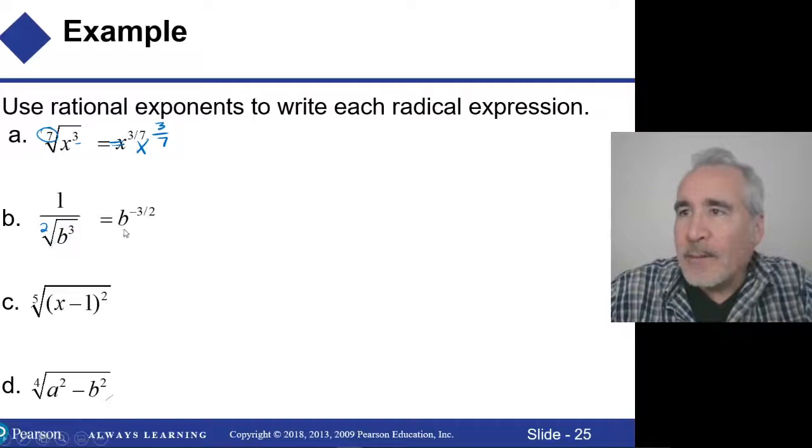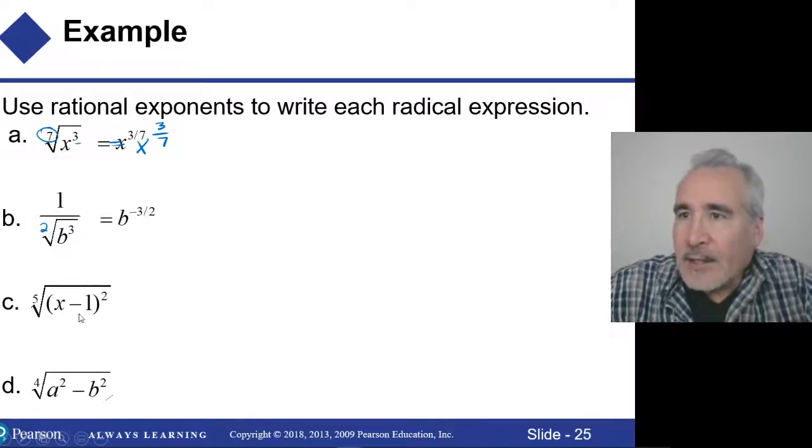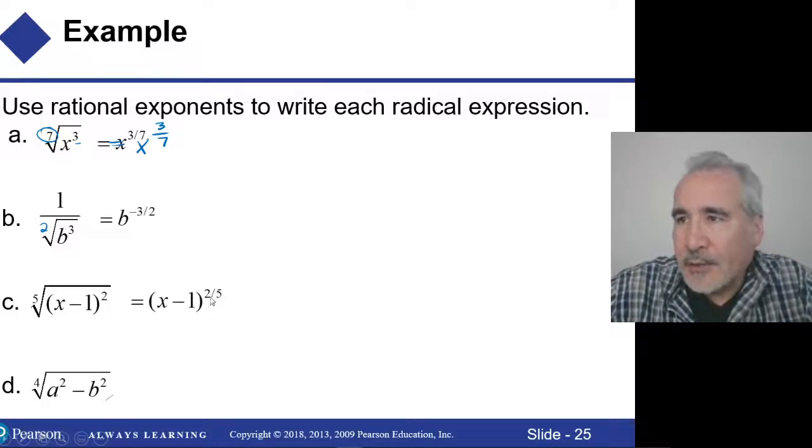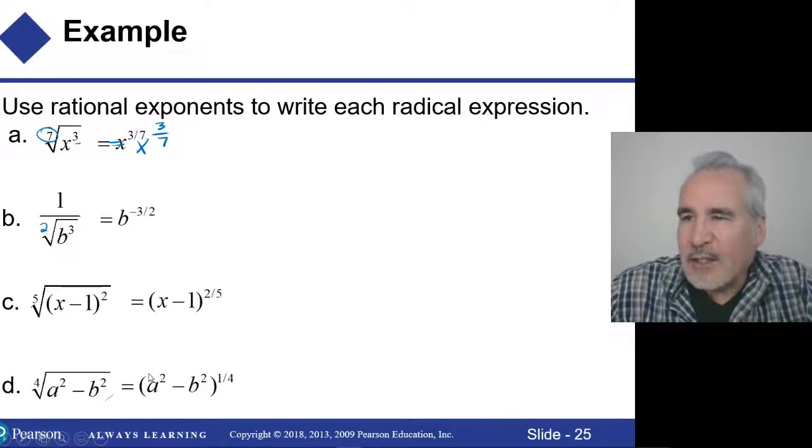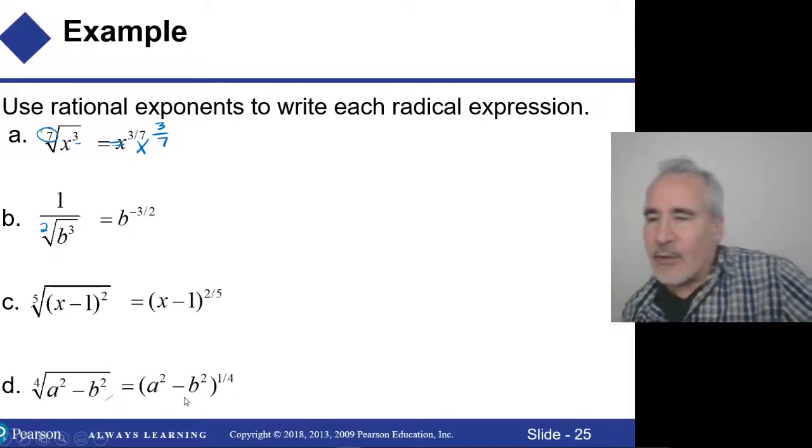They did move it up, and notice the 2 is the denominator, the 3 is the numerator. This one, the 2 is going to be the numerator, the 5 will be the denominator, 2/5. And here, the 4 is going to be the denominator, and it'll be just a parentheses around this one. So you can't really distribute it over there. We'll see that that doesn't work.